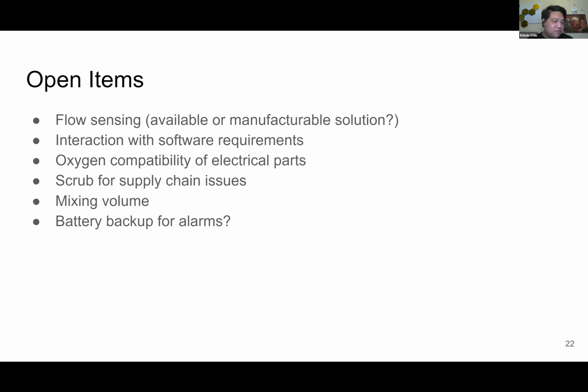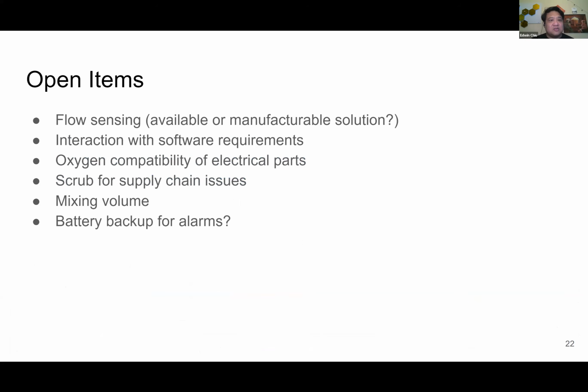Here I've listed out a few of the open items that we're still tracking in the design that we're still trying to resolve. We've talked about flow sensing already. We're also developing our software requirements and how they interact with our hardware requirements. Obviously, as hardware requirements change, for example the type or level of noise in our sensors, that will affect what the software needs to do. So we're keeping a close eye on that.